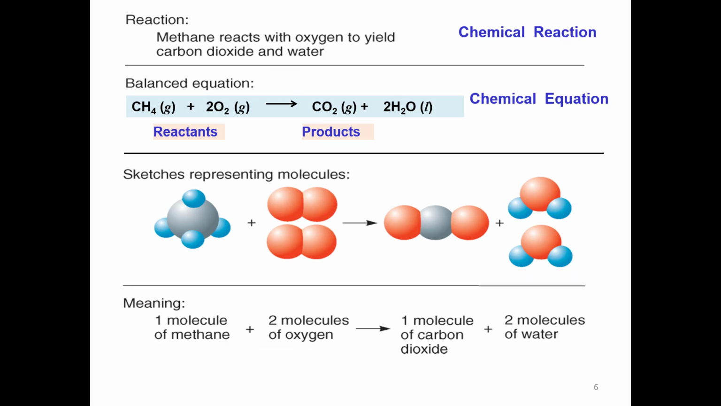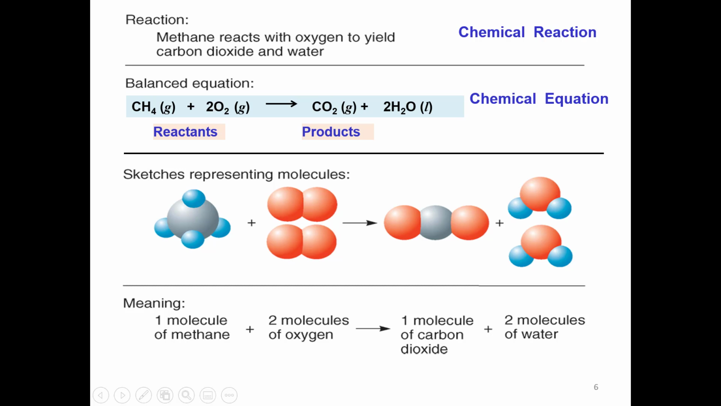And we can describe the reaction in different ways. For example, we can use words. Then we can say methane reacts with oxygen to give carbon dioxide and water. But we can also say the same thing using a chemical equation. Yes, methane reacts with oxygen, and then the products will be carbon dioxide plus water.